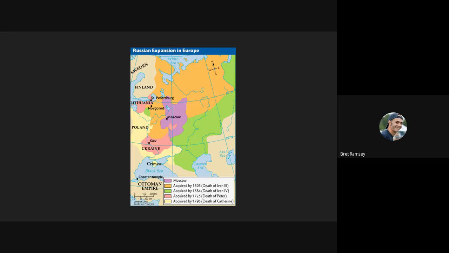I would argue that's probably one of the foreign policy objectives today. I'd also argue that Vladimir Putin probably wants to reassemble what the Soviet Union had. Some of those countries have actually joined NATO, so that might cause a problem. But anyway, that's for the more modern era. What you're looking at is a map of Russian expansion in Europe.